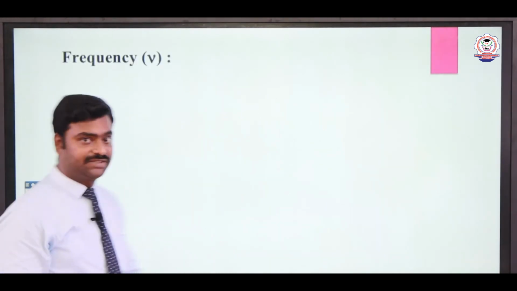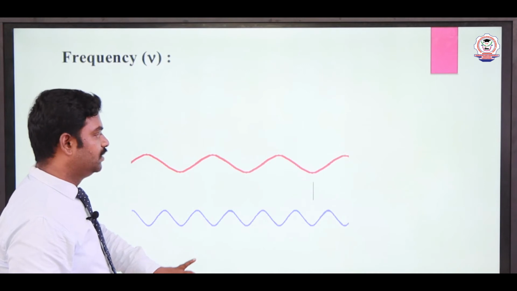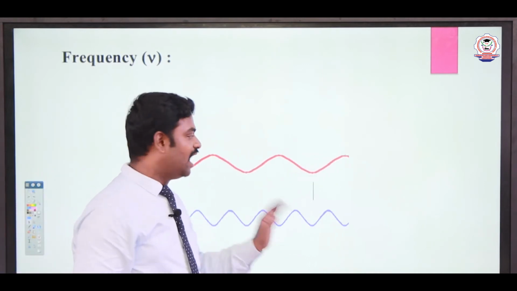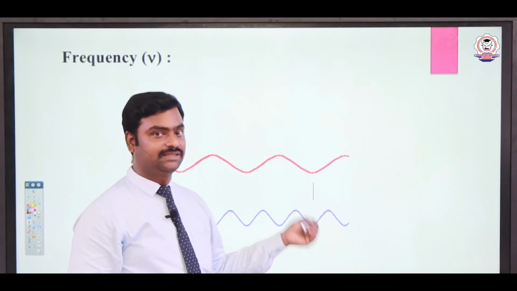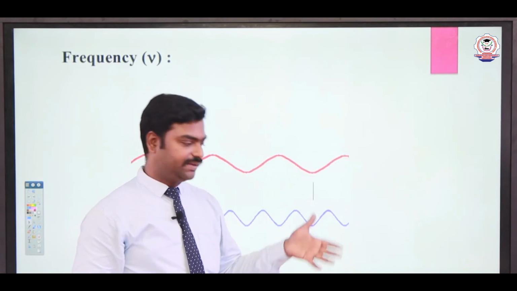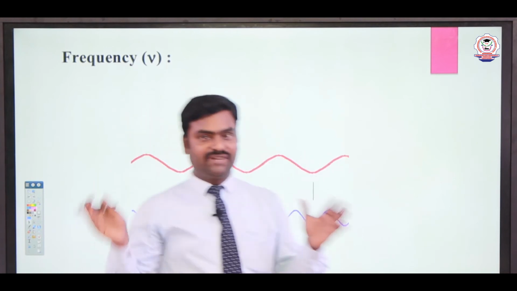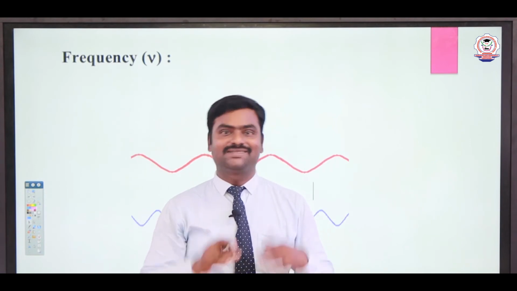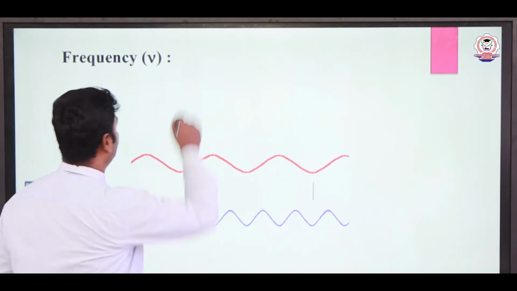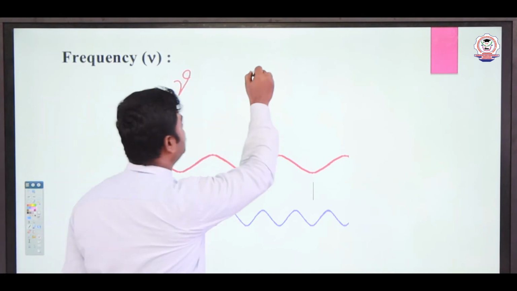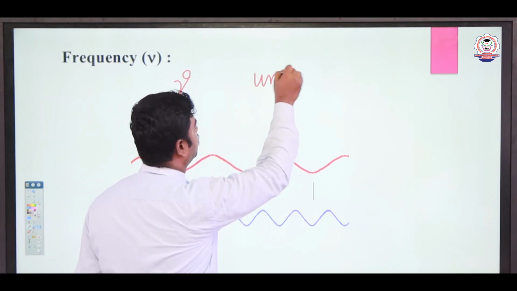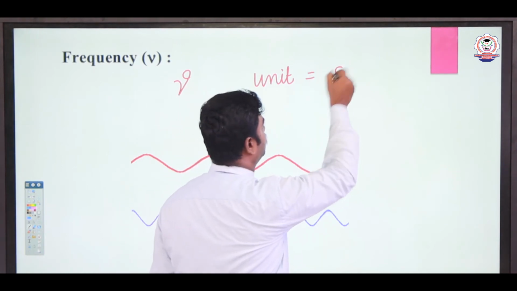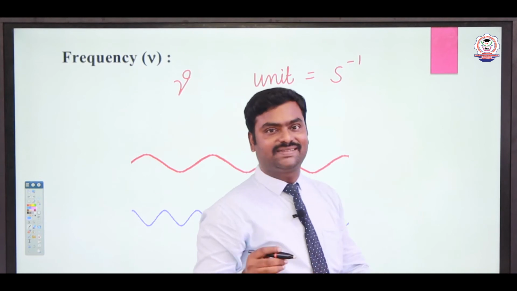Frequency. What is frequency? See, we have fixed a straight line here. In 1 second, how many waves are crossing this point? It is called frequency. For higher wavelength, frequency is lesser. For shorter wavelength, frequency is higher. That is nu, frequency. What is the unit? Second inverse, or else hertz can be used.